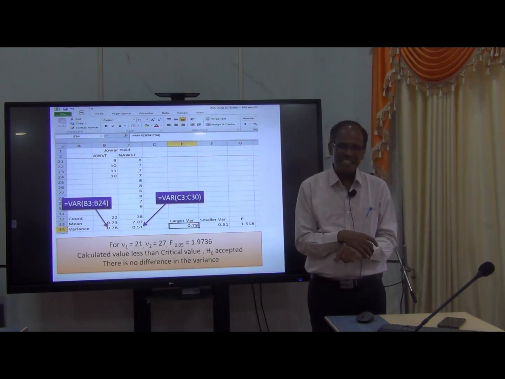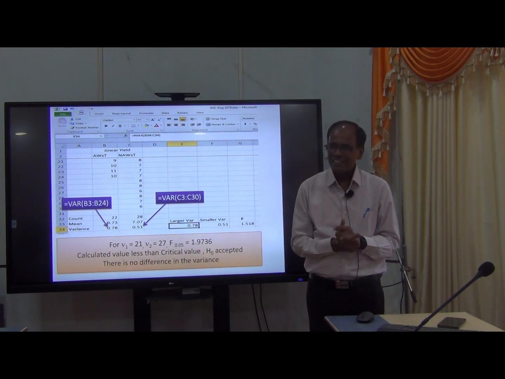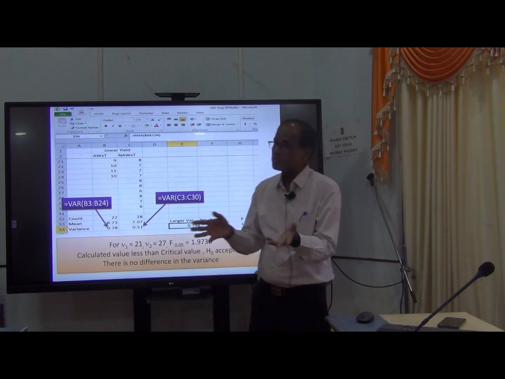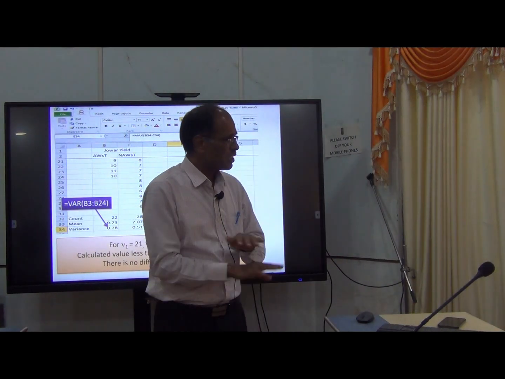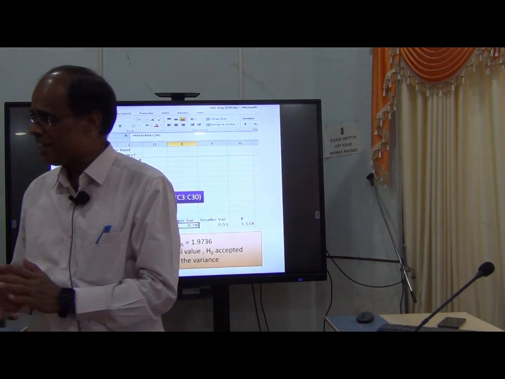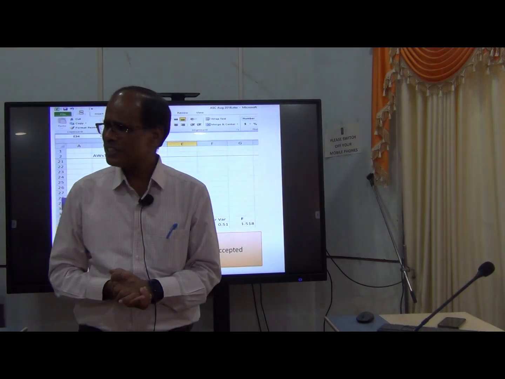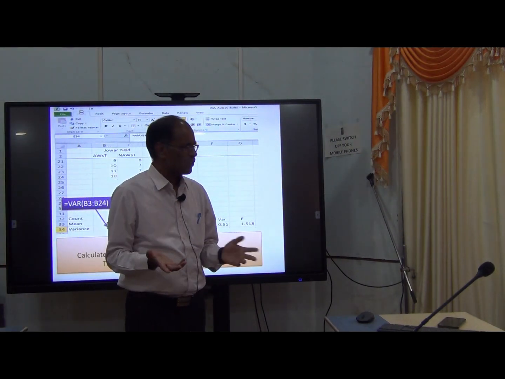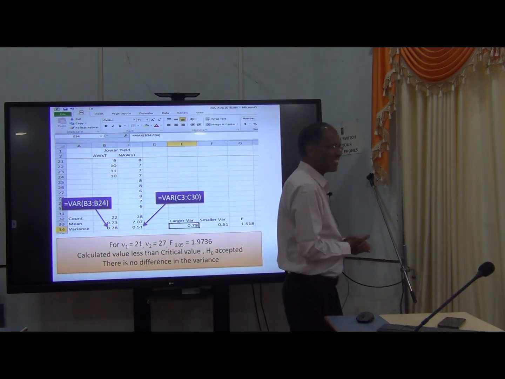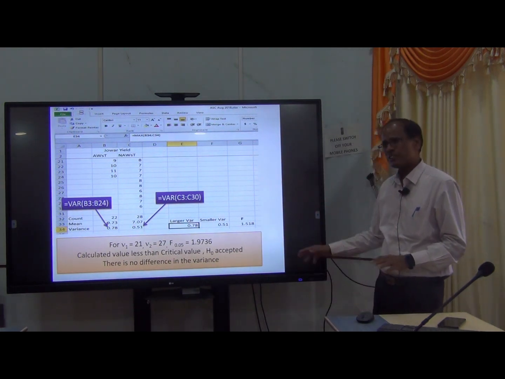So which t-test do we have to use in this context, equal or unequal? You have drawn the conclusion that there is no difference in the variance. Then we have to use the t-test assuming equal variance. So we draw the conclusion.